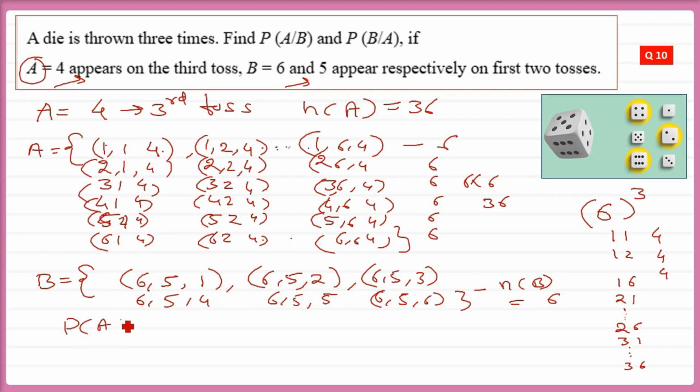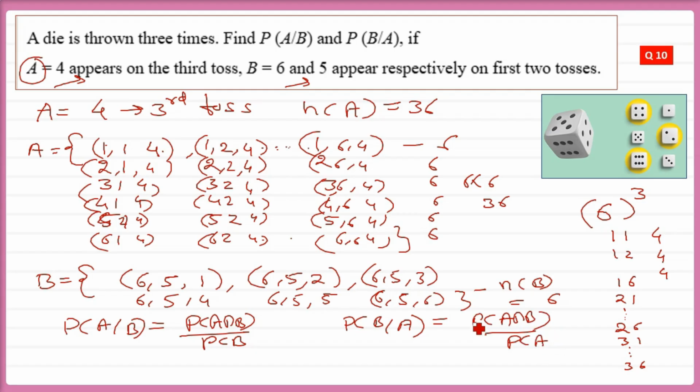Now the probability of A by B, that is the probability of A when B has happened, and the probability of B when A has happened. So we are doing both probabilities together. For this we need P(A intersection B) in the numerator in both cases. The denominator in the first case will be P(B), in the second case P(A). Just change it to N also in the next line, because we are dealing with numbers. We need numbers to find the probability. So N(B) is 6. N(A) is 36, which we have already found out. We had a long discussion on this just now.